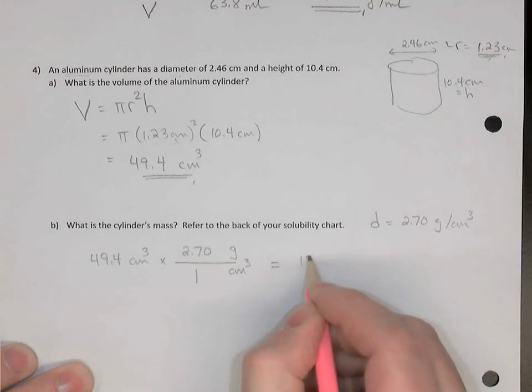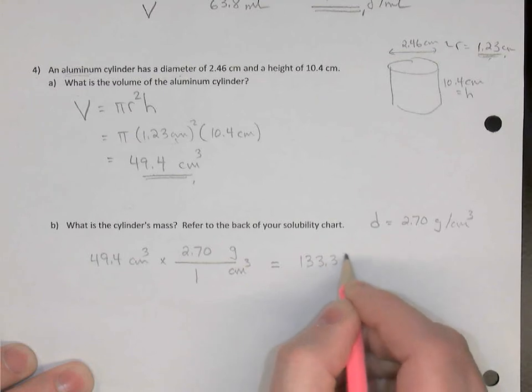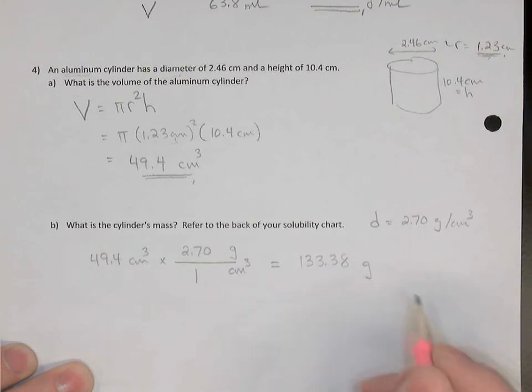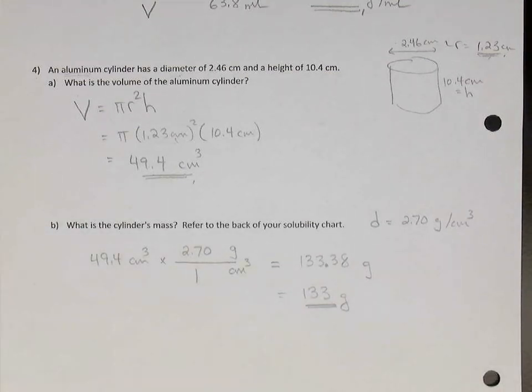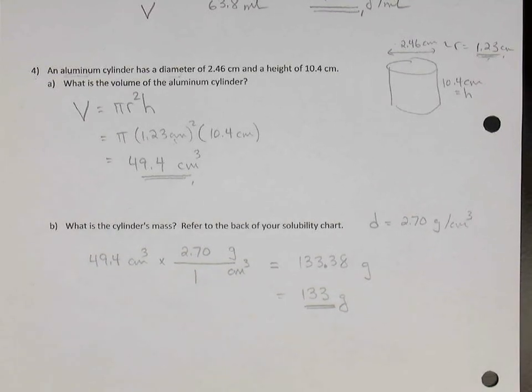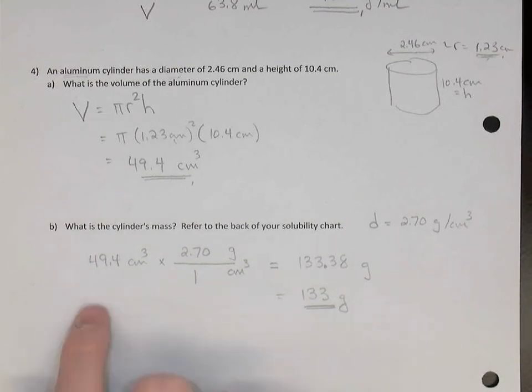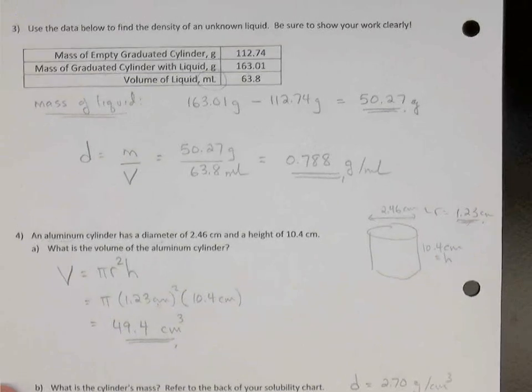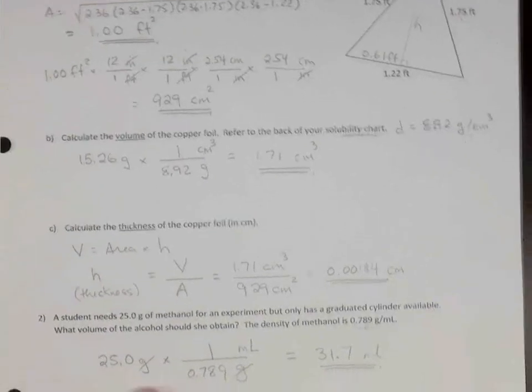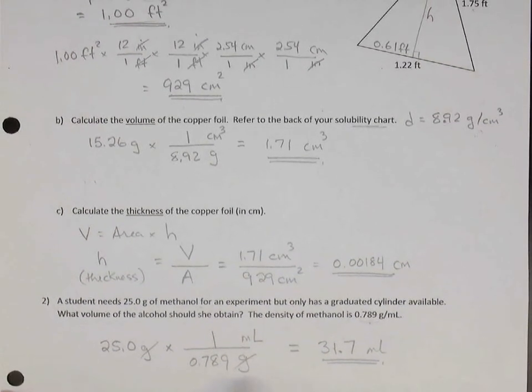And the calculator says 133.38 grams. However, we're only supposed to keep 3 significant digits, so we'll say 133 grams is the mass of the aluminum cylinder. So there's some practice density problems. Notice the use of unit multipliers to solve the density problems. Okay, that's what I want to see in your answers.